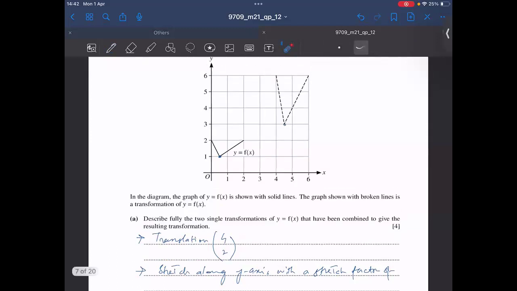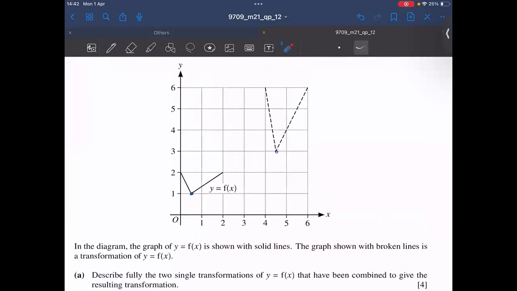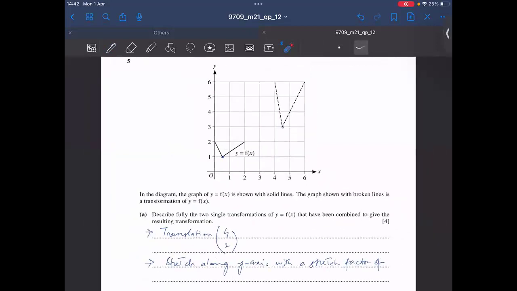Will it be 3 or 2, Iman? We have over here 1, 2, 3, 4. Iman, what's your opinion? Will it be 3 or 2?